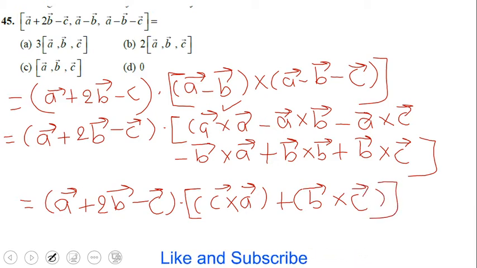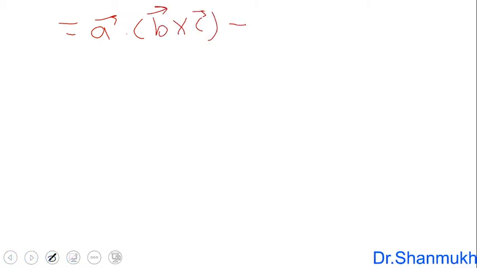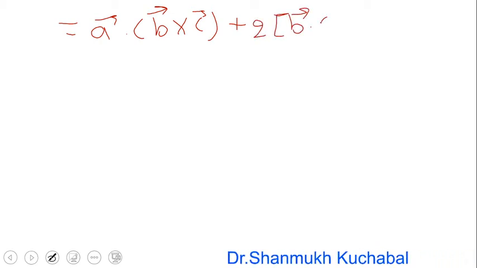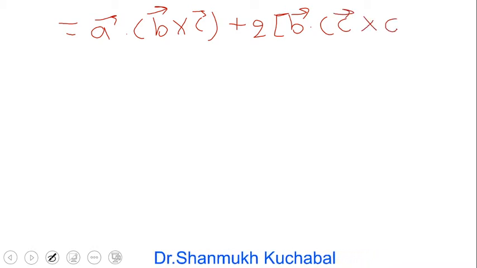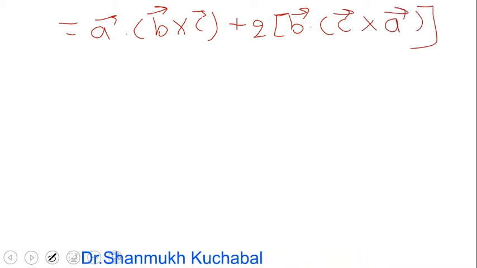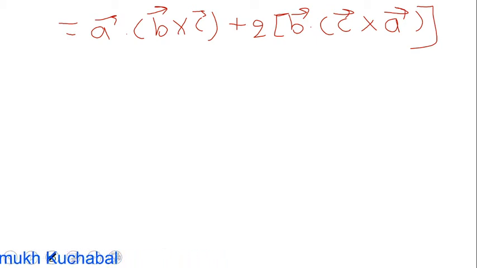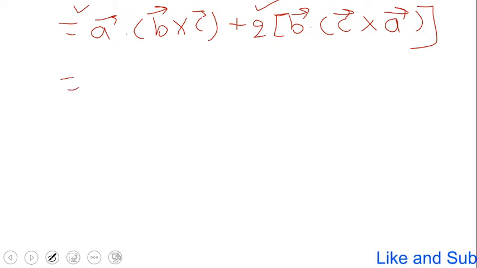Then further simplifying this, we get vector A, B cross C plus 2 times vector B, C cross A here. And third one I am not writing here. So vector C appears 2 times. In a determinant, if any two rows or columns are identical, value of the determinant is 0. So this is now 1 time, this is 2 times, completely 3 times.